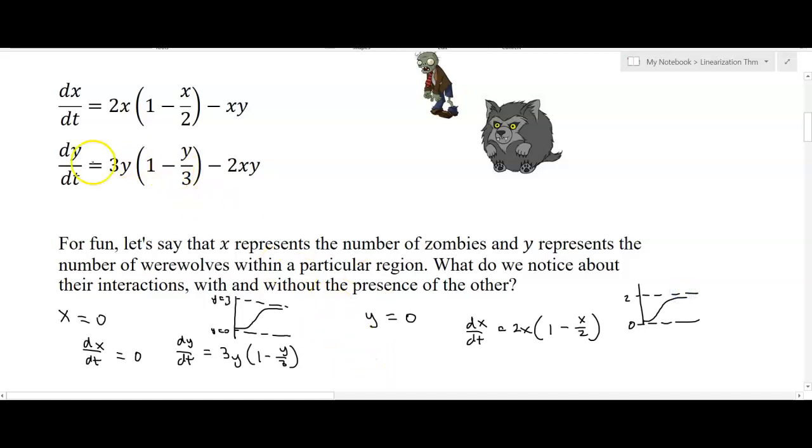But of course, if y equals 0, we see that the second equation clears out, and we're left with dy/dt equals 0, which makes sense. If there are no werewolves, then there will not be any. There will not become any.